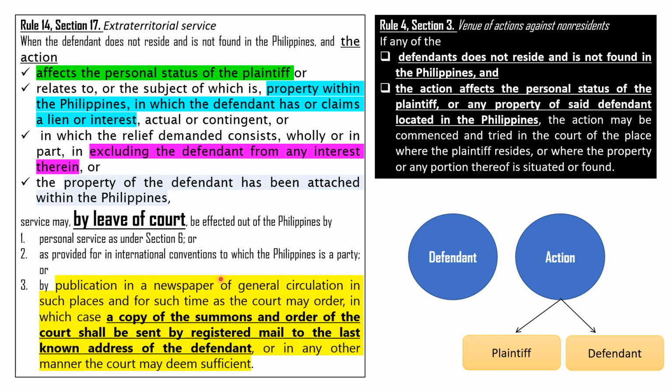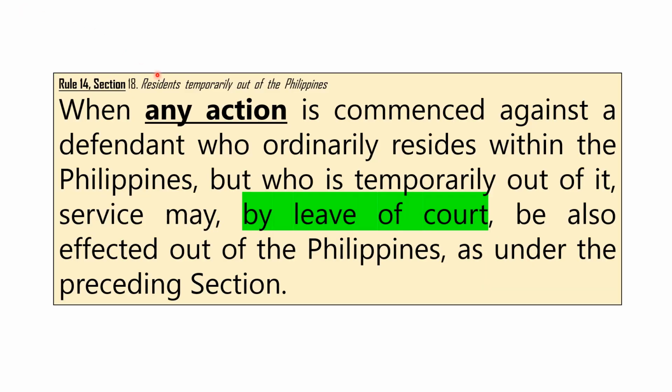So in Section 17, if it falls under that condition, then you are allowed to serve summons by publication, but you need to secure leave of court. Just take note, not only summons by publication, you need to send a copy of the summons and the order of the court to the last known address of the defendant. That is the requirement. For Section 18, residents temporarily outside of the Philippines, you can use this in any action. Take note, any kind of case. But you need to secure leave of court in order to serve summons by publication.